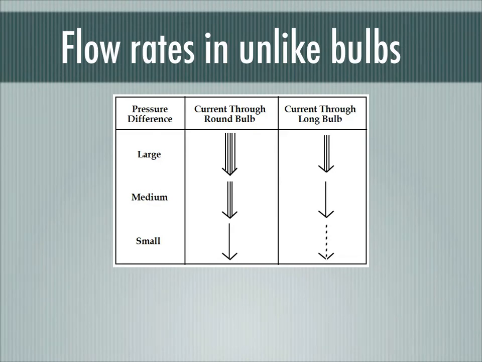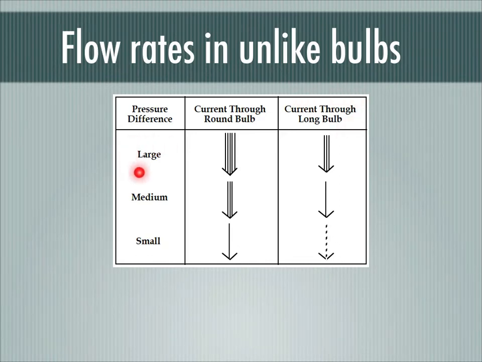This little chart is going to help me understand how I could get the same flow rate in different resistance bulbs. So let's understand the chart first. I have three pressure differences, a big pressure difference, medium, small, and it shows different currents through a round bulb. Now the round bulb has a low resistance, long bulb has a high resistance.